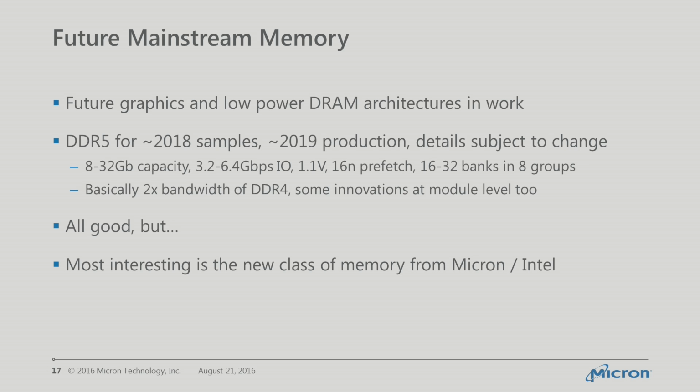So we do have future graphics and low-power DRAM architectures in work. We are expecting a DDR5. That's an in-work project at JEDEC. Optimistically, we'll have samples in 2018, production in 2019, maybe more like 2020. Who can predict, right? It's not just us. It depends on the customers and when they really want to make the jump.